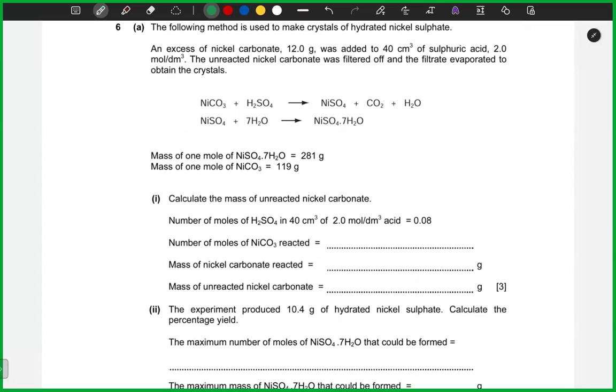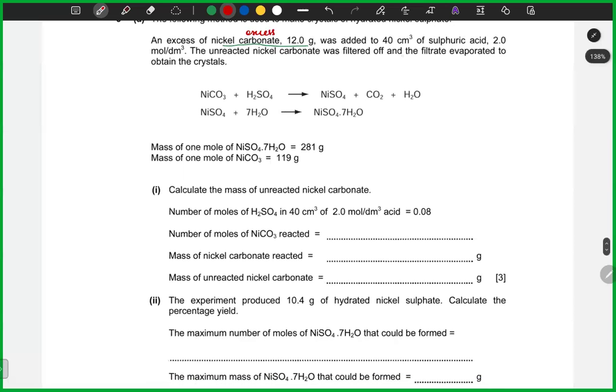So now he says that there is nickel carbonate, 12 grams, that were added. So I'm just going to be quick. But that's in excess, and it's added to 40 cm cubed. Remember, I told you you never use excess moles. So he's asking you to figure out the moles of sulfuric acid. He's actually done that already, but I'm just going to do the working again.